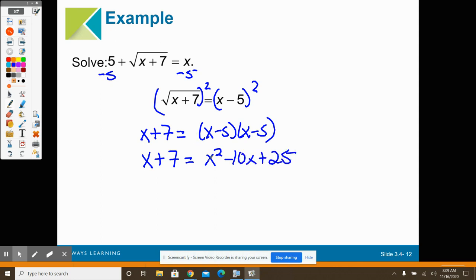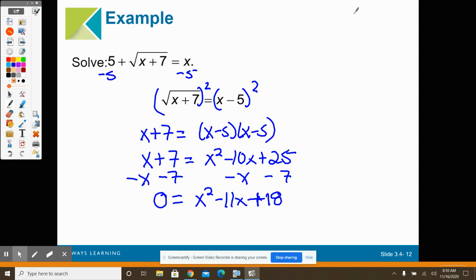I have x squareds and x's. So we're going to have to get all of our x's on one side because you cannot get x by itself. So our strategy is going to switch. Our strategy is going to be to factor, the quadratic formula, or something of that nature. So that gives me x squared minus 11x plus, what's 25 minus 7? That's 18. And does that factor?